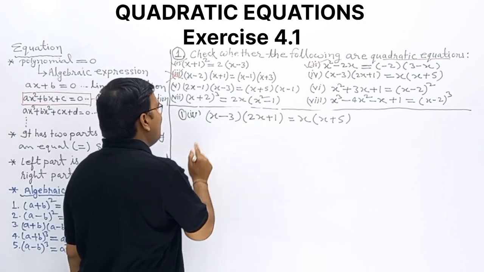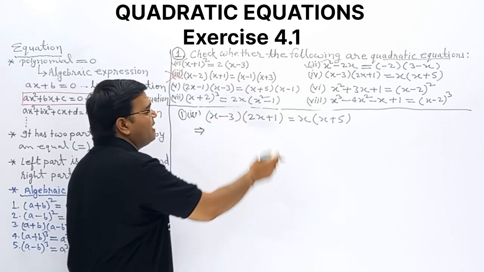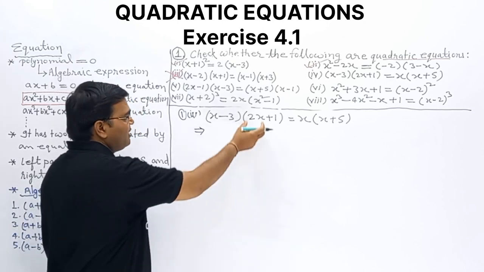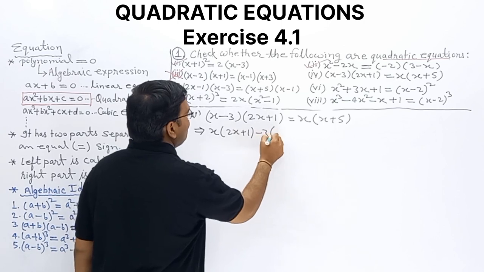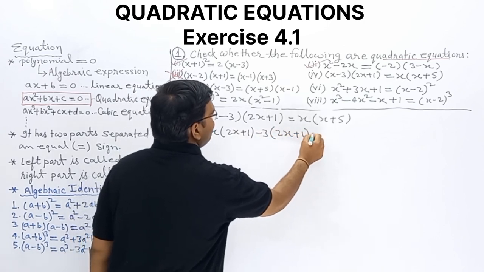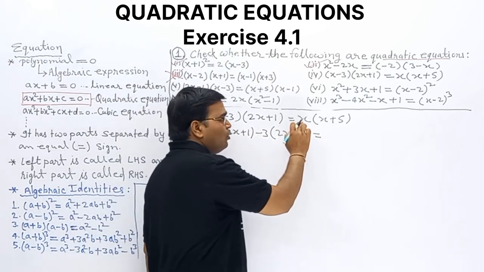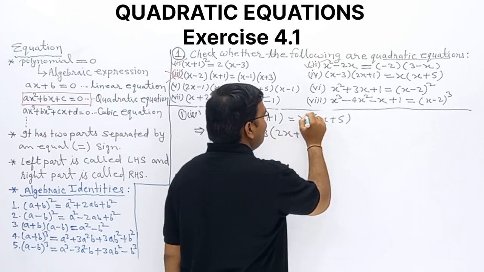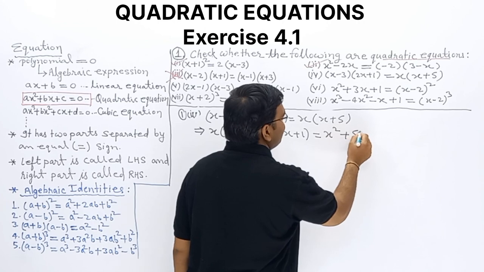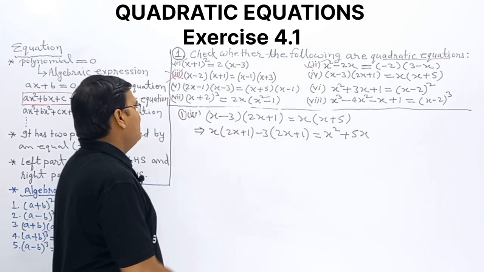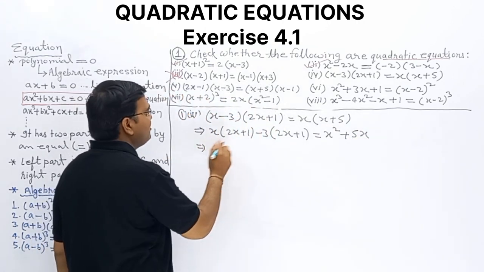Now 2 brackets we are having there, so we will multiply each term to this bracket. x into 2x plus 1 minus 3 into 2x plus 1. In the right hand side we are having only this term multiplied to this bracket. We will apply the distributive law, x square plus 5x. Clear? Now solve. Now apply the distributive law.